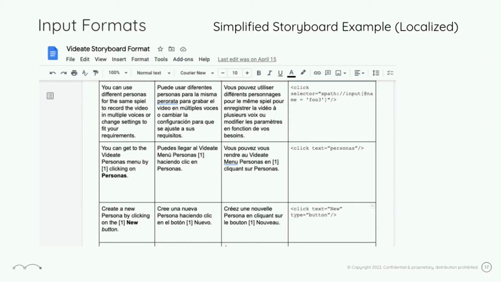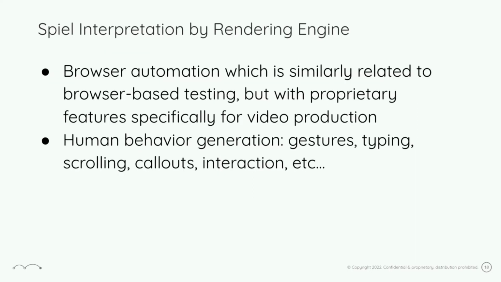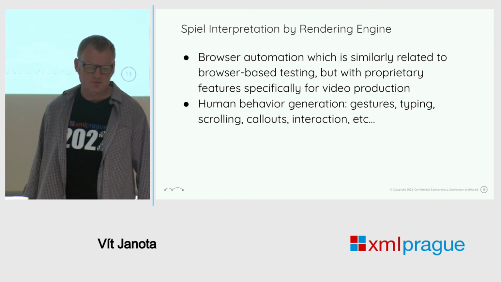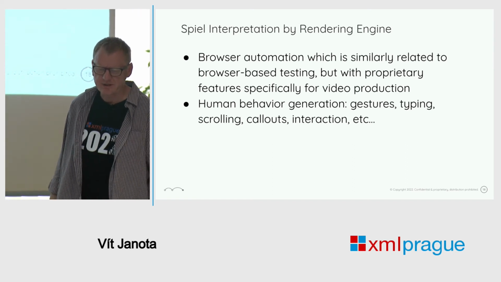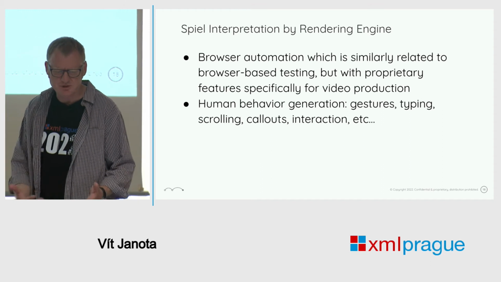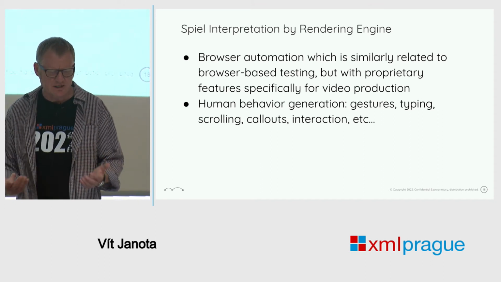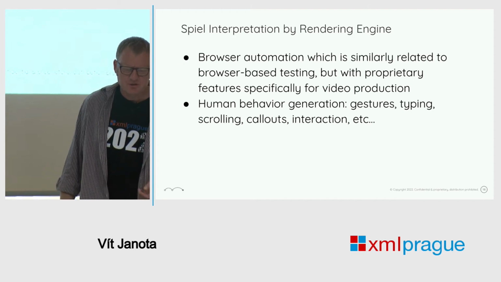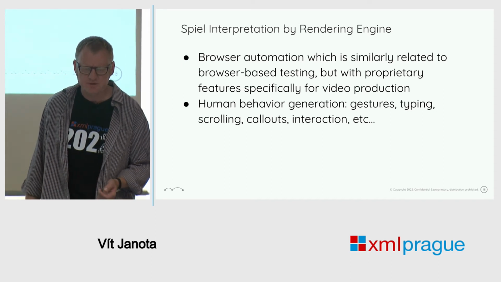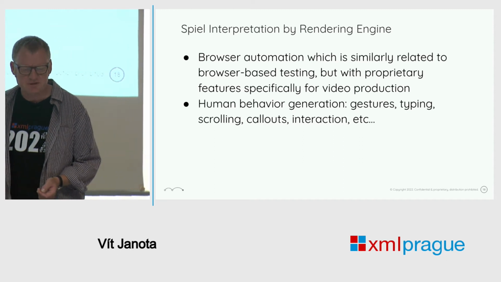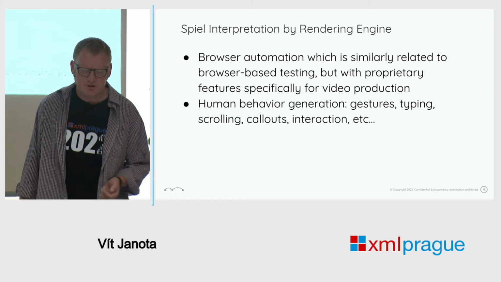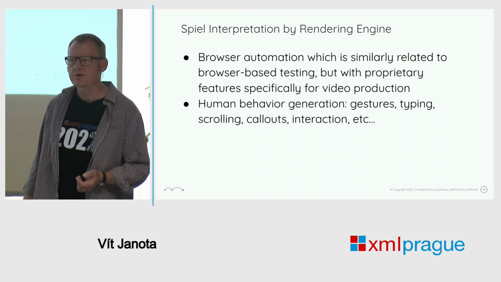Okay, so this is it regarding image formats, and now the true heart of the system, which is our rendering engine, which takes this Spiel XML and turns it into the videos. It's a browser automation similar to browser-based testing, but of course it extends or changes the functionality because we need features specific to video production.